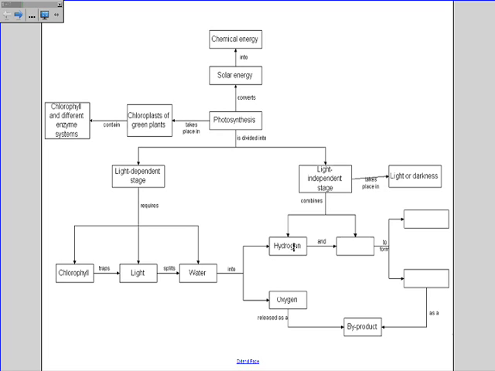The light-independent stage takes the hydrogen and the energy from the light-dependent stages and carbon dioxide from the air and uses that to form carbohydrates, specifically sugars that we're going to call glucose, and there's a little bit of water left over as well. That's also a byproduct of the process of photosynthesis.